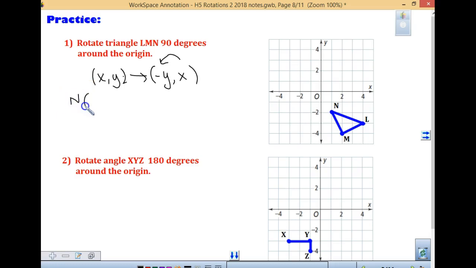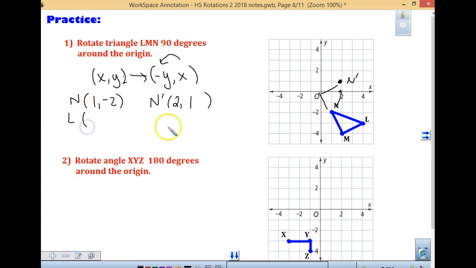Point N is located at 1 and -2, which means N prime should be located, Hayden, where? Take the opposite of our y, 2, and then the x stays the same. So x was 1, we're going to keep it as 1. So we're going to go to the point 2, 1. And if we look at that, does that look like a 90-degree turn? Yeah, N prime.